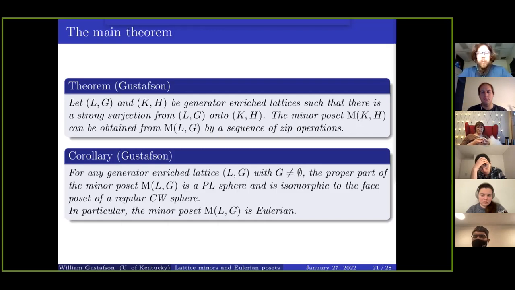And since this zip operation had all these nice properties from the last slide, we get a few nice corollaries from this construction. For any generator-enriched lattice which has more than one element, the minor poset is a properly parted PL sphere, it's Eulerian, and furthermore, from Björner's characterization, it has to be isomorphic to the face poset of some regular CW sphere. So we have a geometric way to view these minor posets, which is kind of nice.